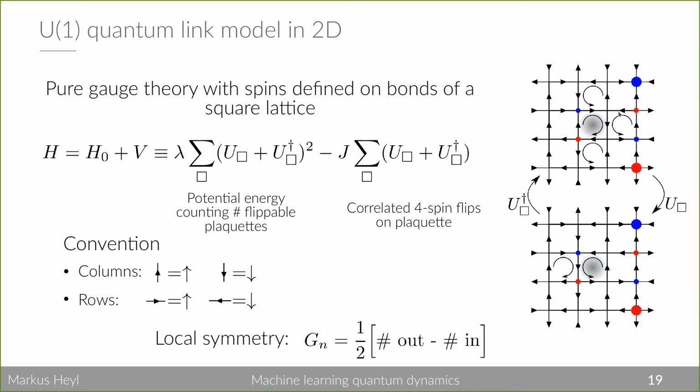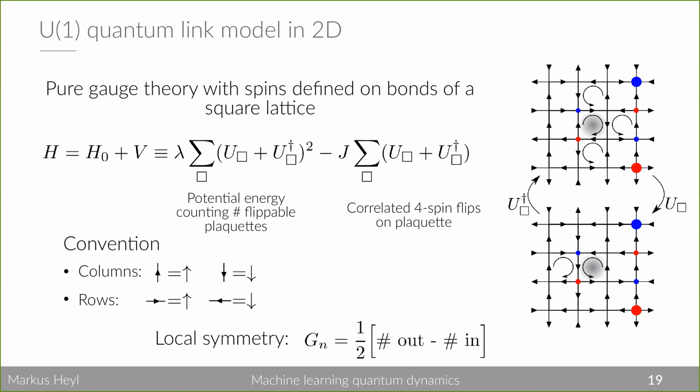Now, this Hamiltonian that we were considering has two terms. Here on the left-hand side is a kinetic term, which induces correlated four-spin flips on a plaquette. It flips all spins on a plaquette when they are aligned either clockwise or anti-clockwise. If the spins are not oriented, say clockwise, like here, because this last spin is pointing in the wrong direction, then this kinetic term does nothing to that plaquette. So that's one term, and the other term is a potential term, which just flips back and forth plaquettes. In the end, it counts the number of flippable plaquettes that you have in your system.